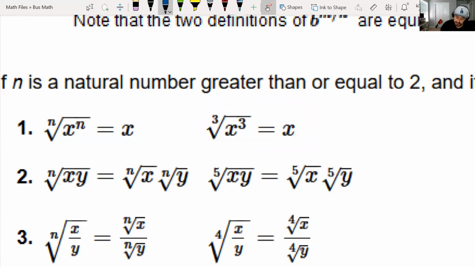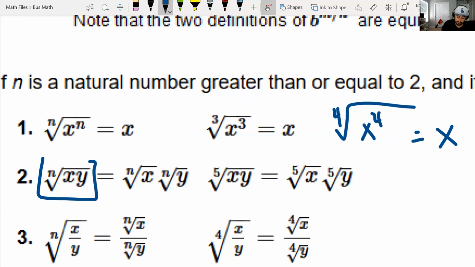So if I were to draw another example, if I said the fourth root of x to the fourth, this power and that power are the same, which means they would cancel and leave me with x. So that's another example.